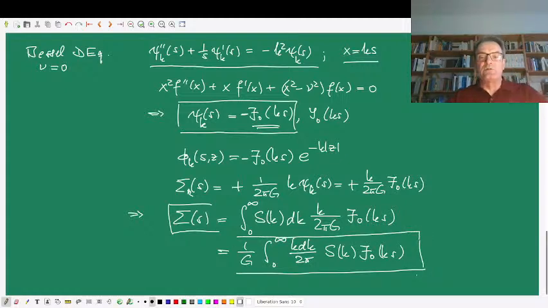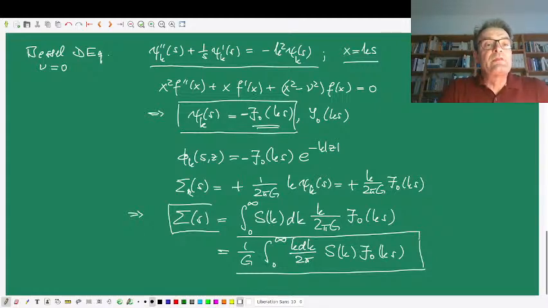how the complete surface mass density can be decomposed or can be constructed from individual Bessel modes, individual cylindrical Bessel modes. And we also know how these modes are related to the disk potential. All right, so far so good.